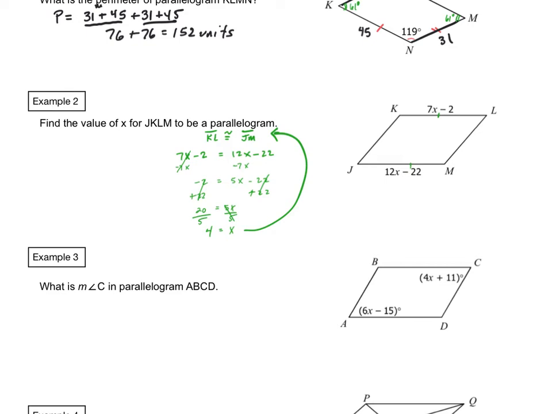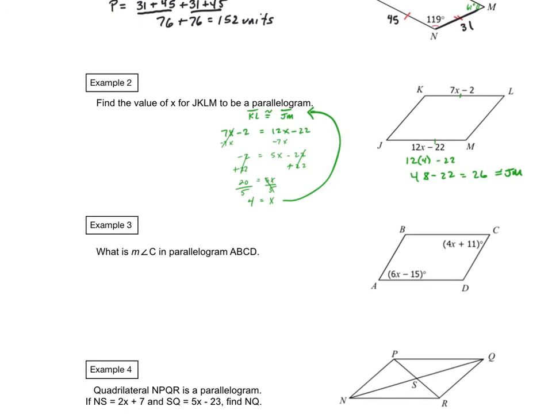And if we were to plug that in, we would know then that 12 times 4 minus 22, this is 48 minus 22, is going to equal 26. So JM and KL should both equal 26 for it to be a parallelogram.